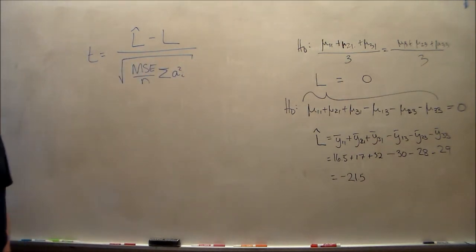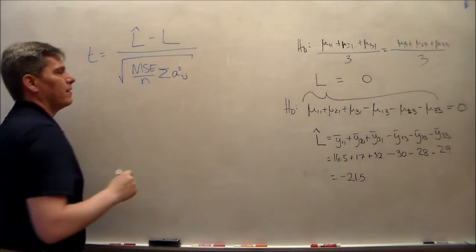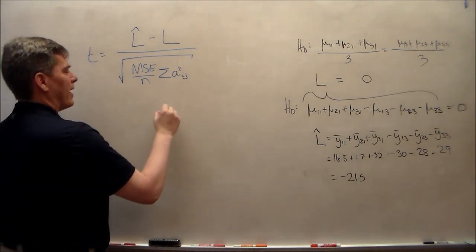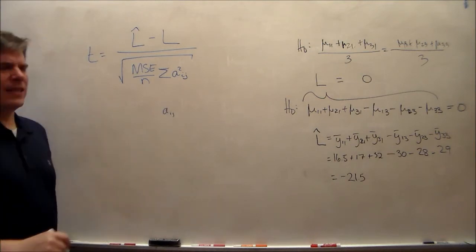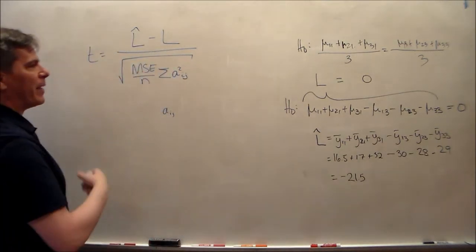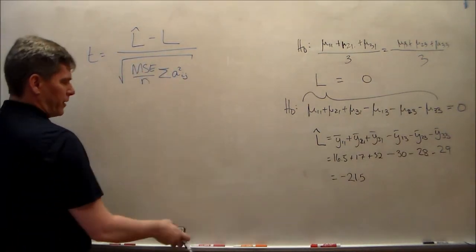In the one-way ANOVA, this was the test statistic. In this two-way ANOVA, it's going to be that. Because really, what is AIJ? It's just these coefficients. So we're just making sure that we add up all the coefficients. Square them, of course.